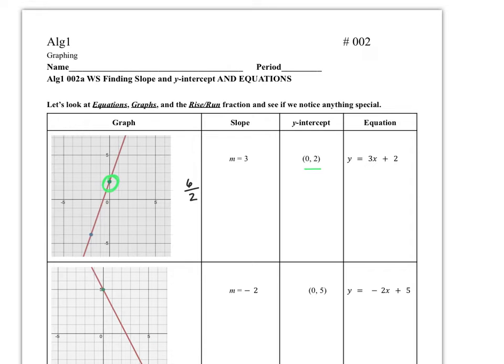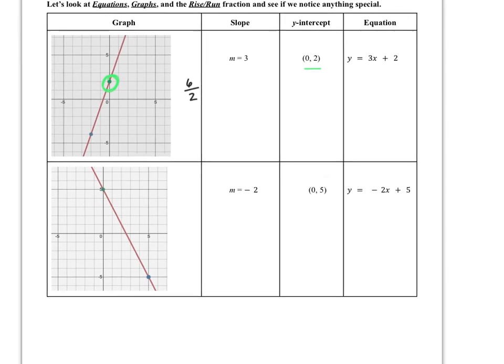What you didn't have at the time, but now I'm going to show you, is the equation of this line, which is y equals 3x plus 2. So the thing that I want you to see is that the slope, which was 3, appears in this equation, and the y-intercept, which was (0, 2), also appears in this equation. Let's look at the next one.